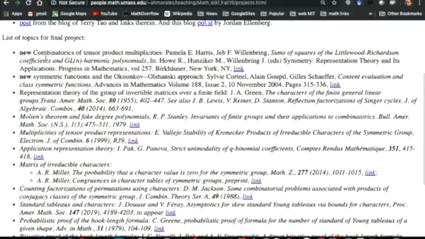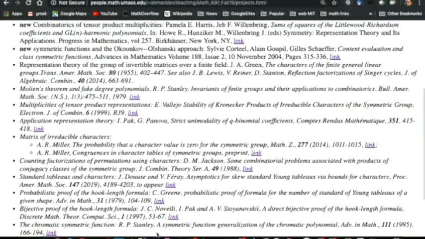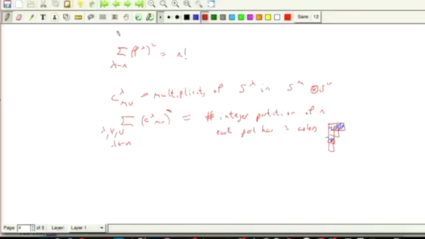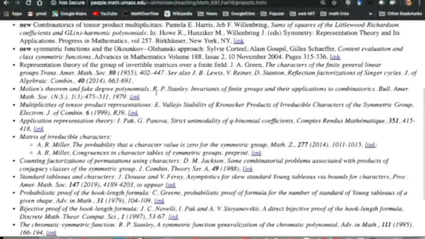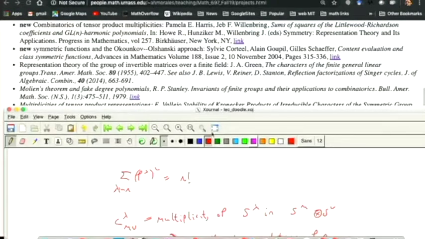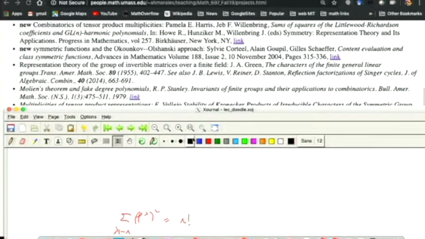Let me explain what those are. Let me just tell you what these fake degrees are. So, all right, we have seen that. What is Molien's theorem about? Remember that we showed that the dimension of the Specht module is the number of standard Young tableaux of shape lambda.